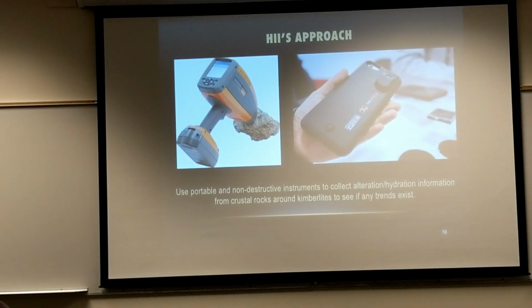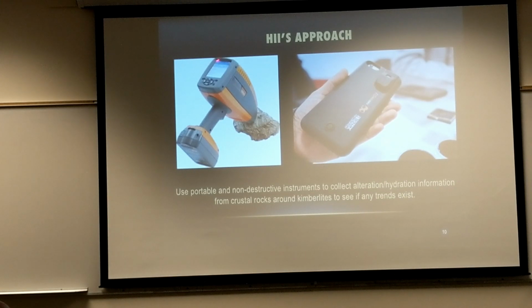Something that would indicate that these rocks were hydrated, but that they weren't necessarily altered to another kind of mineral. So our approach is that we're using portable and non-destructive instruments to collect hydration and alteration information from crustal rocks around kimberlites to see if there are any trends.